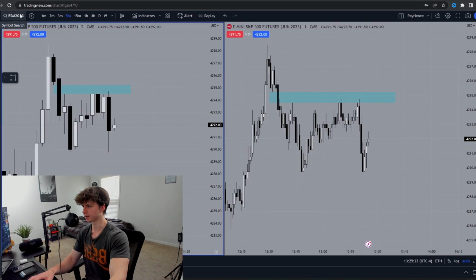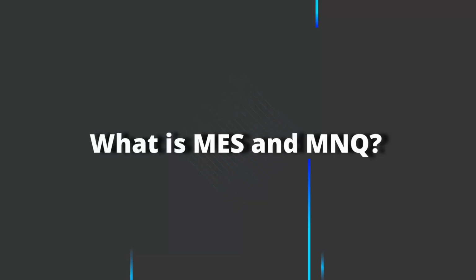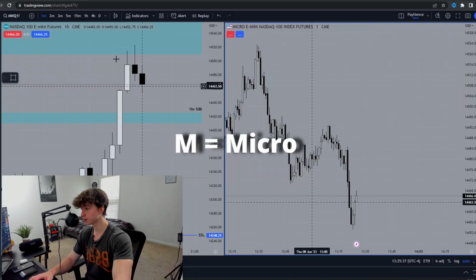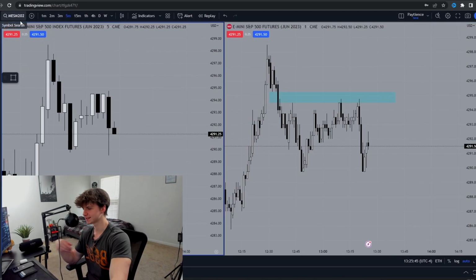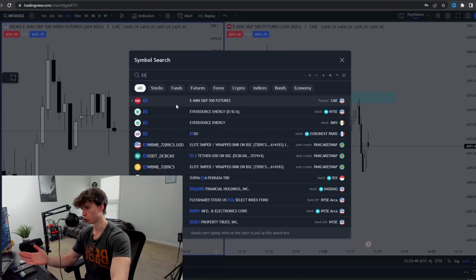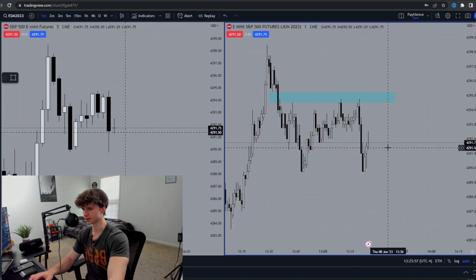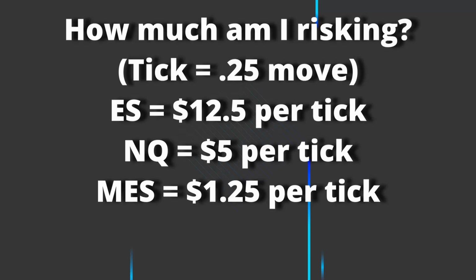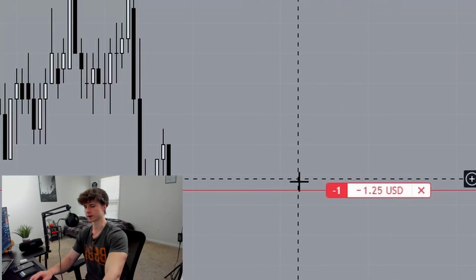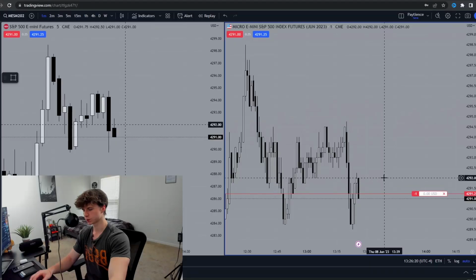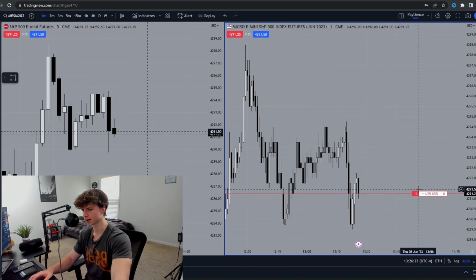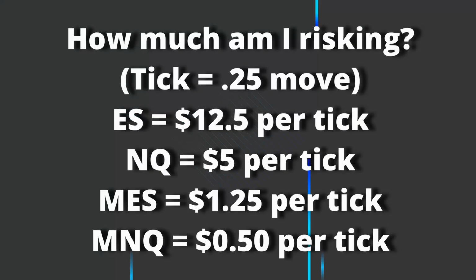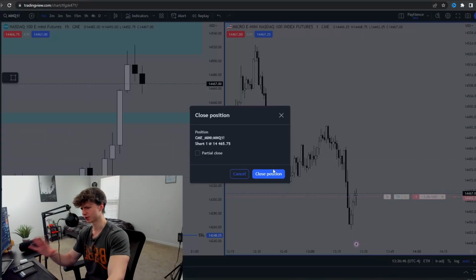This was on ES and NQ, but there's also something called MES. You see this? MES. And same thing with NQ, it's MNQ. The M stands for micro. A micro is 1/10 of a mini, which is what normal ES is. You know how this normal ES moves $12.50 per tick. If it's 1/10 of the size, that means this is gonna move simply $1.25. That way, if you don't have as much money and you don't want to risk a lot, you can do MES and risk way less. Same thing with NQ: MNQ would be 50 cents per tick. But I don't like NQ, it's kind of weird.